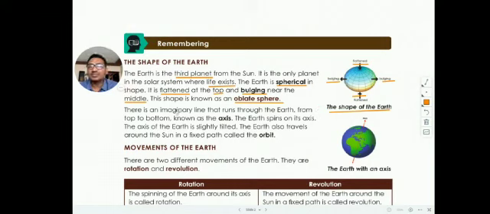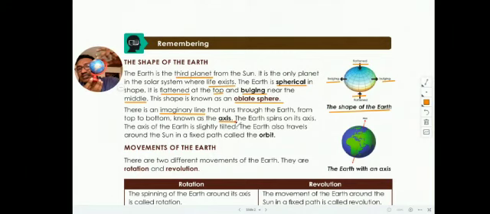Now there is an imaginary line that runs through the earth from top to bottom, known as the axis. See here, this is the top and this is the bottom. This is a line which passes through the earth. This line is an imaginary line, and it is known as the axis.